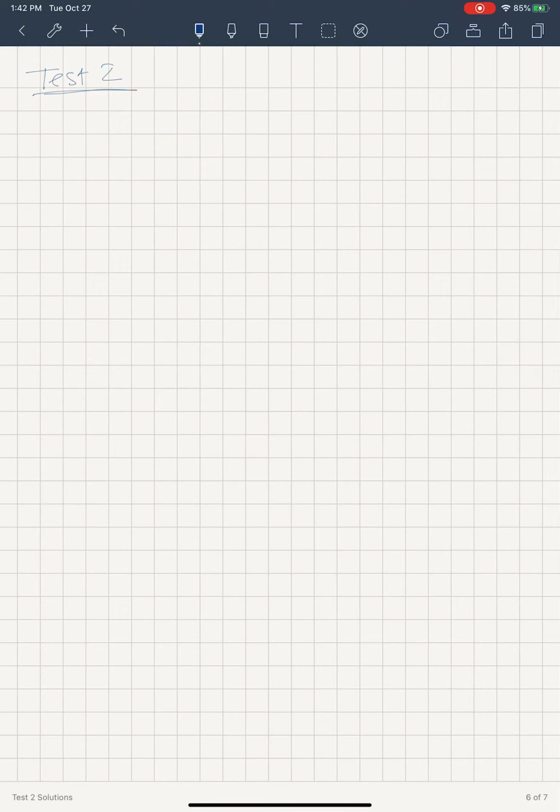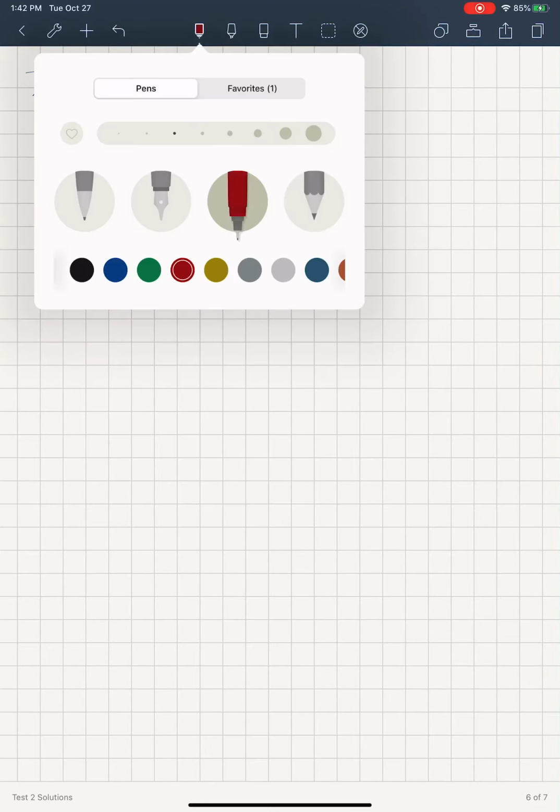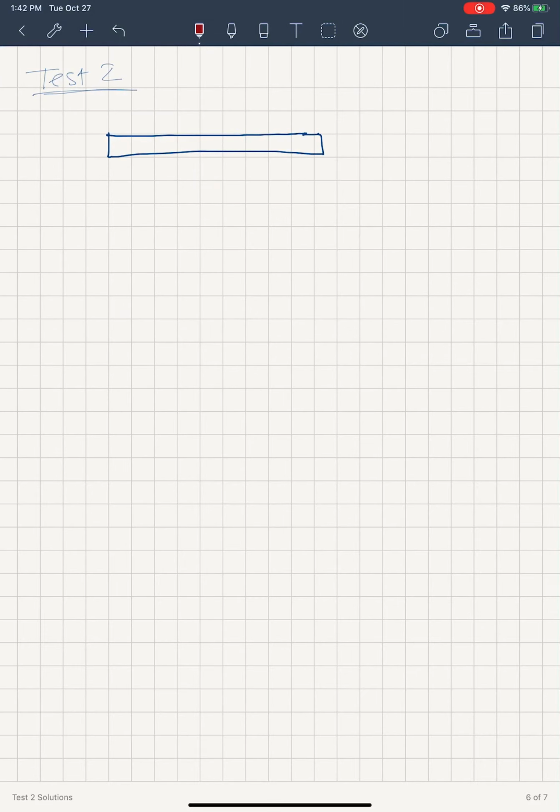So problem 1, we're supposed to find the moment of A due to F2. I'm just going to really quickly draw the beam and just that F2, because that's the only one we're looking at here. F2 is in this direction. It's 500 pounds, and it's a 3, 4, 5 triangle. And then point A is over here.